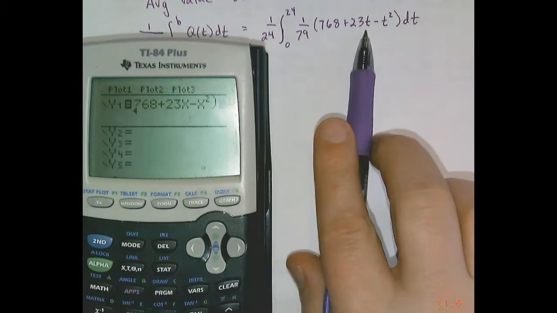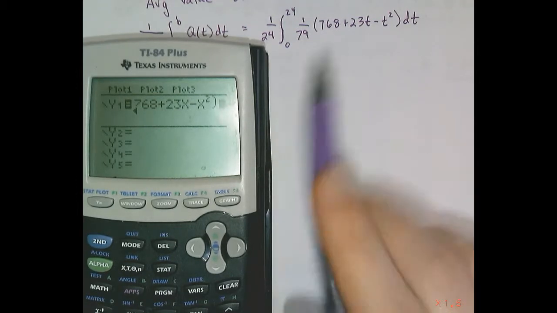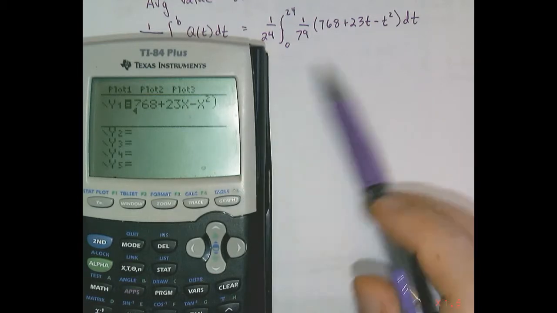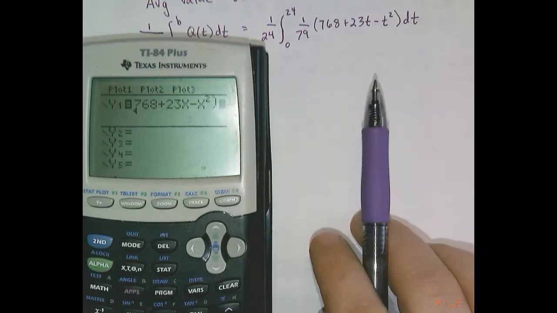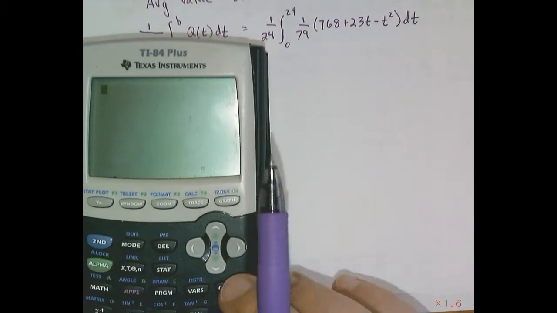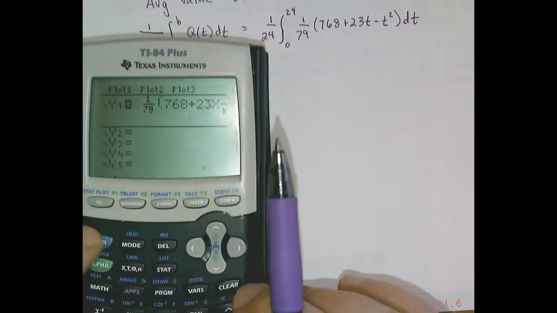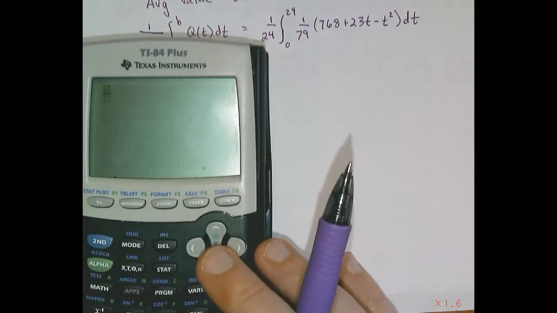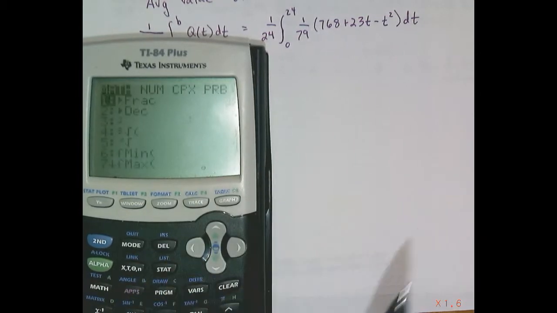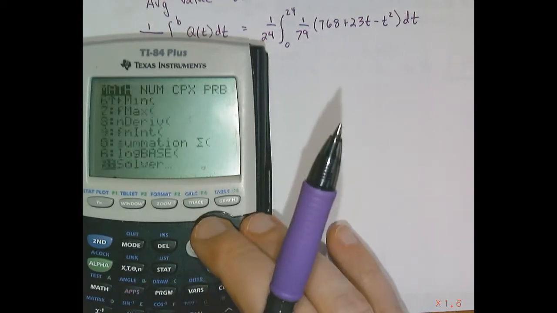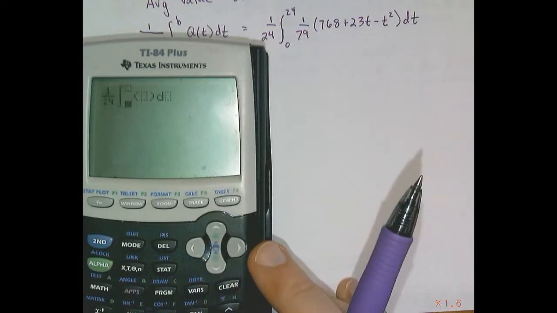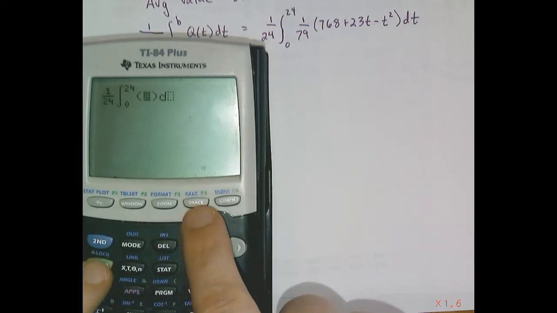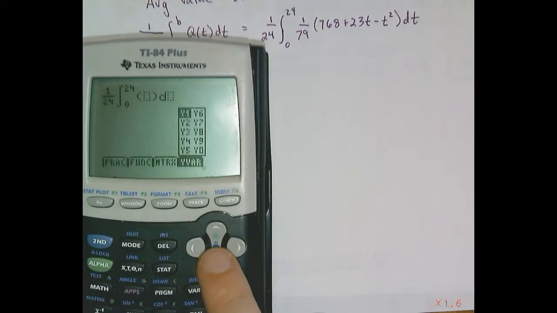So the variable in our expression is a t, but it doesn't matter. Our calculator will interpret it the same as if we're using an x, as long as these variables match. So we have our function, and it's in our y equals. So now we just need to evaluate this expression. So 1/24, and if you press math option 9 is our function integration command, 0 to 24, and then alpha f4 will pull up the y1 variable.